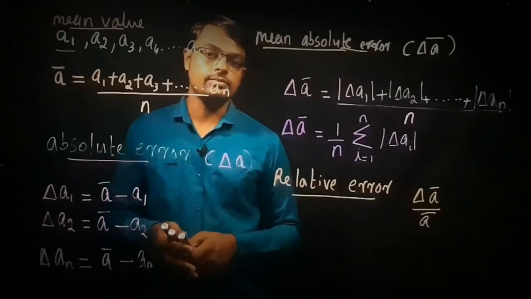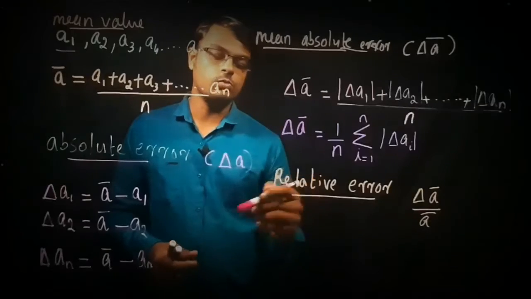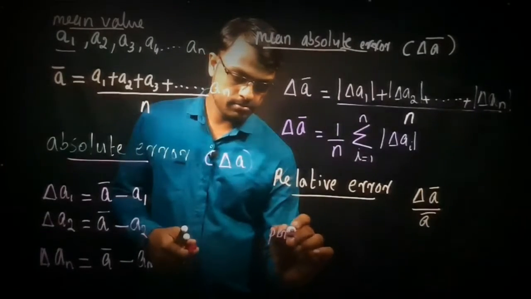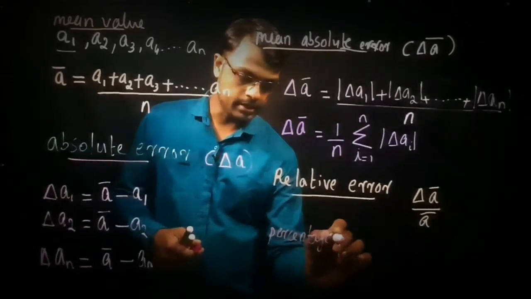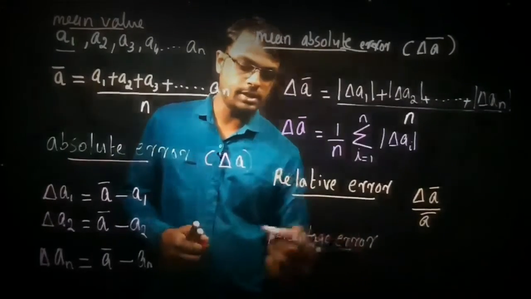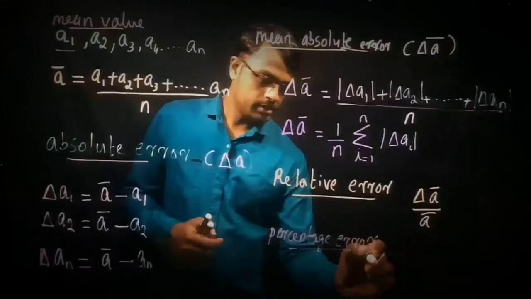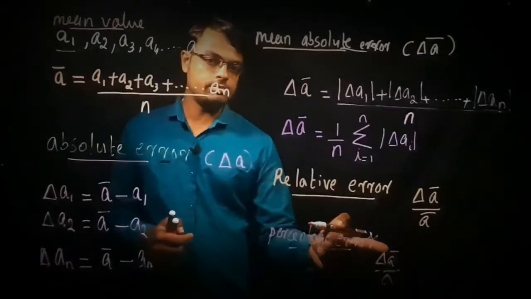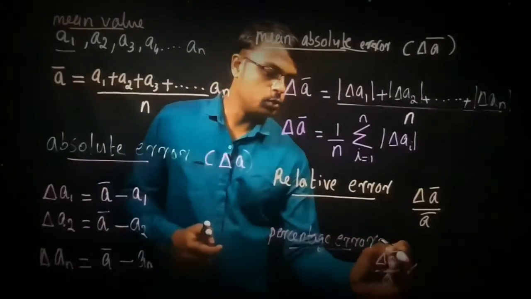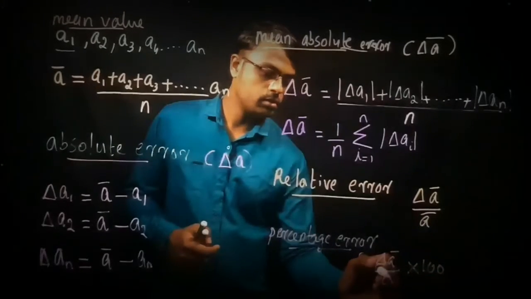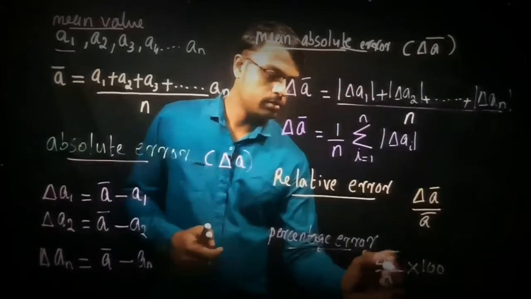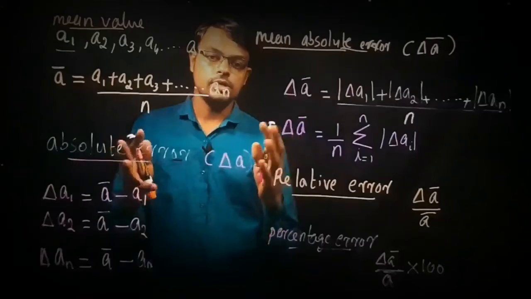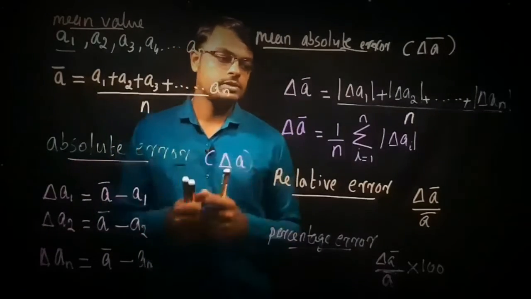Now let's discuss the last one, which is called the percentage error. What is meant by percentage error? It's nothing but delta A bar divided by A bar, that is, the ratio of the mean absolute error to the true value, which is the relative error, multiplied by 100. So delta A bar divided by A bar is the relative error. Relative error into 100 is called the percentage error. Okay. So now let's do a problem.